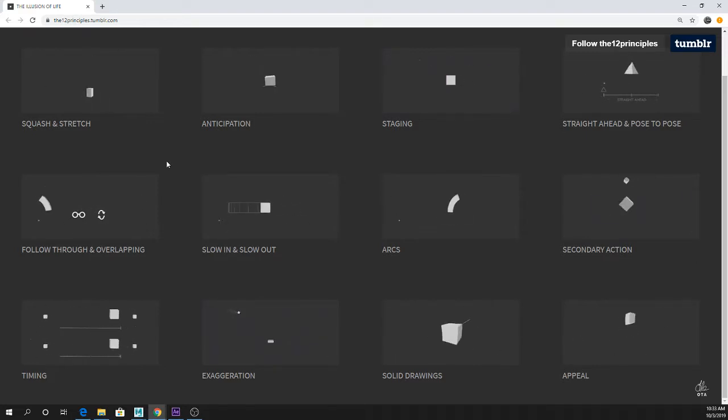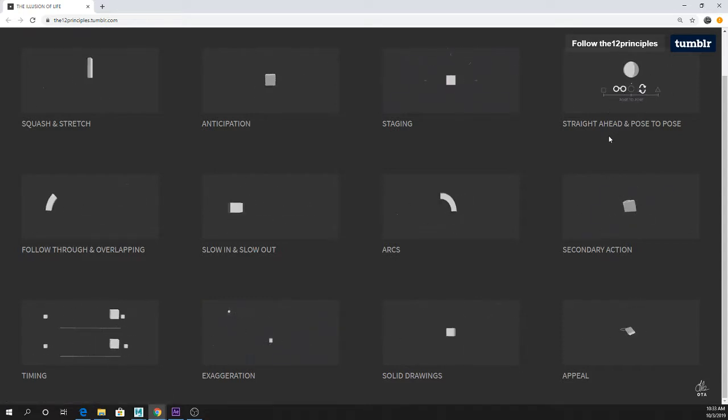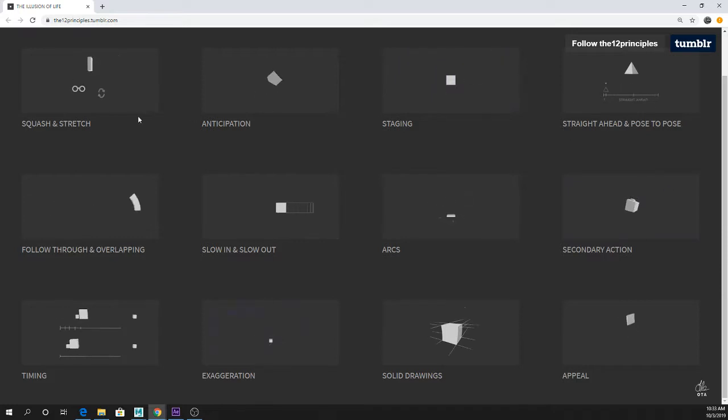So here's a series of GIFs illustrating the different 12 principles of animation. Some of them are kind of weird. To me, straight ahead and pose to pose, which I'll go over shortly, is not so much a principle, it's just a working method. But there are a few that I find really helpful to keep in mind when you're working on stuff. A big one, particularly for the bouncing ball assignment, is squash and stretch.